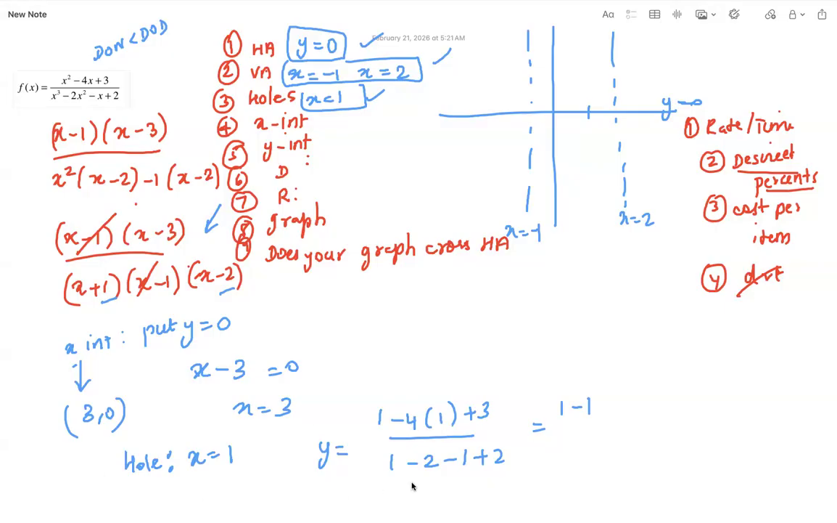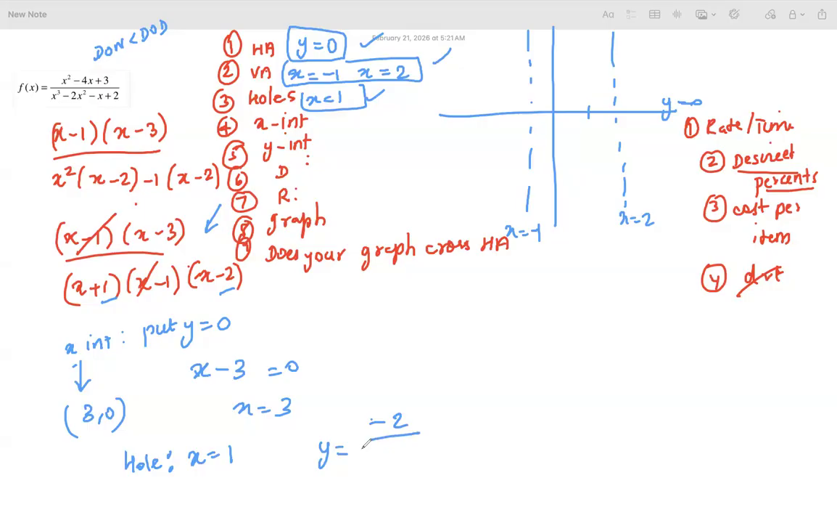I got 1 comma 0. No, no, no. Okay, you have to substitute in the right equation, ma. Let me see. I see why you got 1 comma 0. That was my mistake too. So y will be equal to 1 minus 3 minus 2 divided by 1 plus 1, 2. Do you see, ma? So 1 comma minus 1.